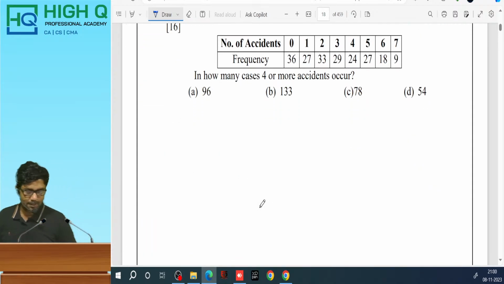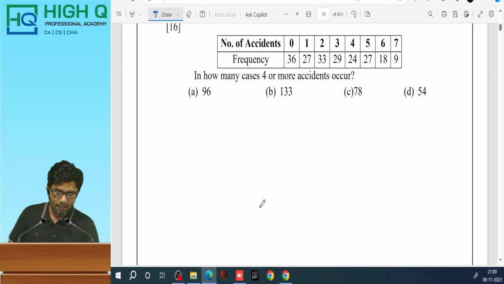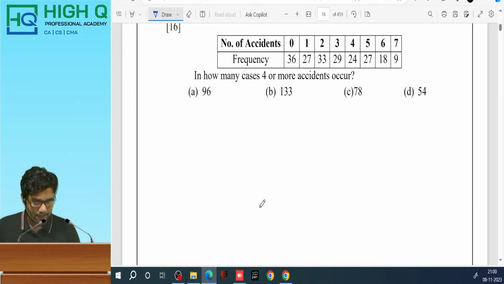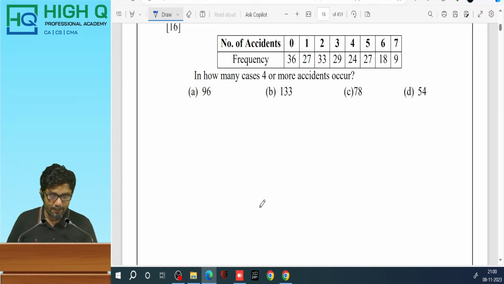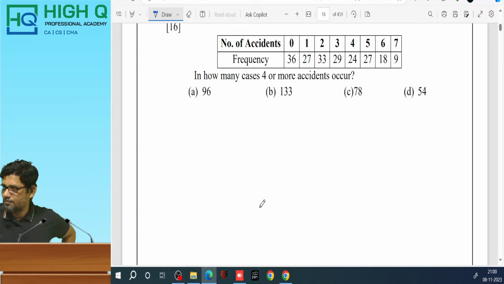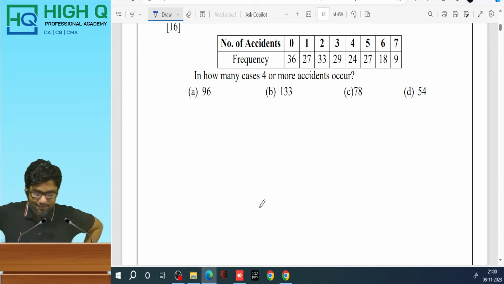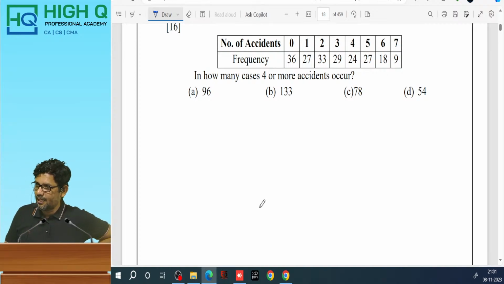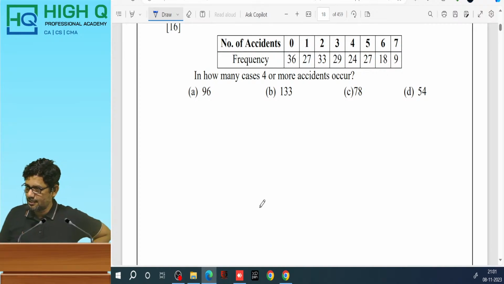Now, number of accidents and frequencies are given. In how many cases do 4 or more accidents happen? 4 or more. No accidents on that particular day. On that particular day, there are 30 accidents. Doesn't happen.